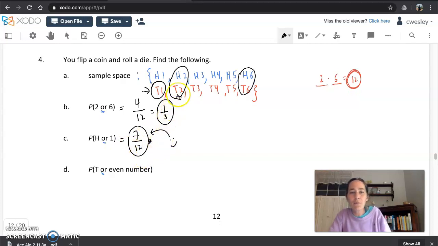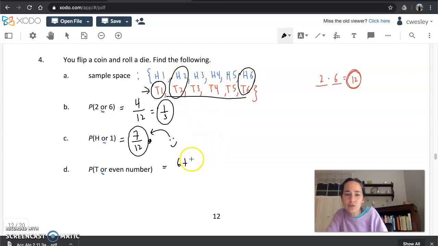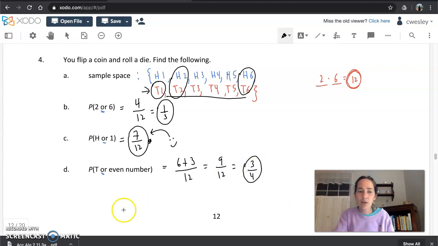Tails or an even number. Well, tails is this entire bottom row, all 6 of those outcomes out of 12. Plus the evens that we left out from the top row. So heads in 2, heads in 4, heads in 6, those 3 even outcomes would also work for this. So I'm looking at 9 12ths for this one. We could reduce and make it 3/4 of the time. Nice job on the critical thinking. Stay tuned for the next part.